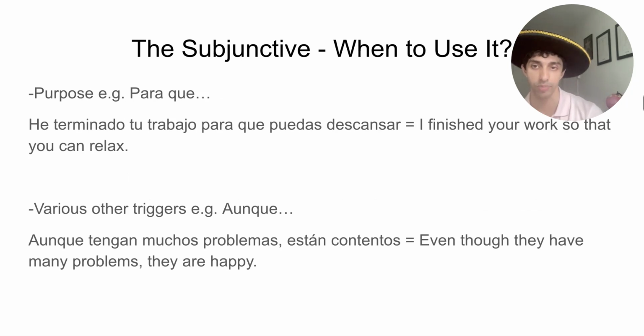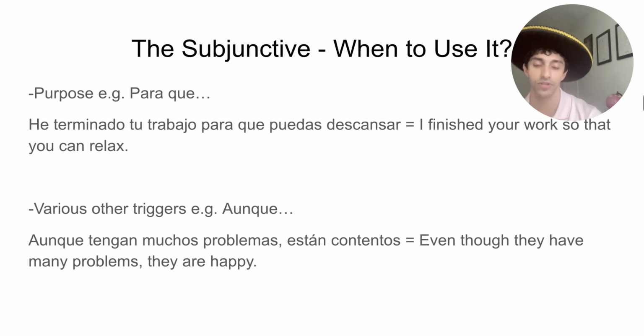Also, when you're expressing purpose, you should use the subjunctive too. "Para que," meaning in order to, or so that, is one example. For example, "he terminado tu trabajo para que puedas descansar," meaning I have finished your work so that you can relax. Very sweet. But more importantly, "para que" is followed by the present subjunctive. Here, puedas is the present subjunctive of the verb poder.